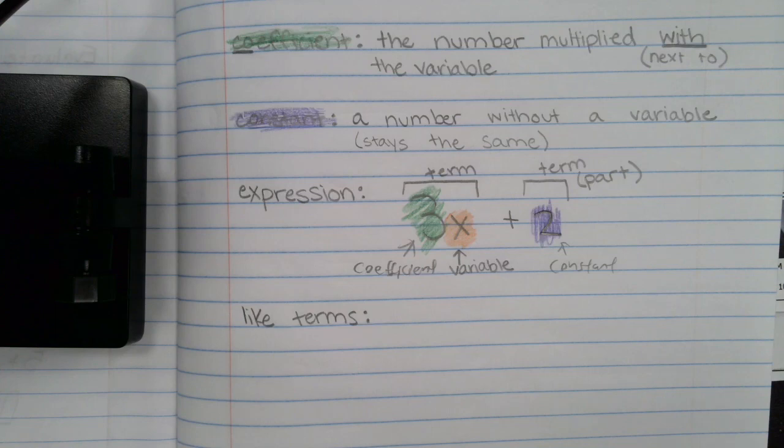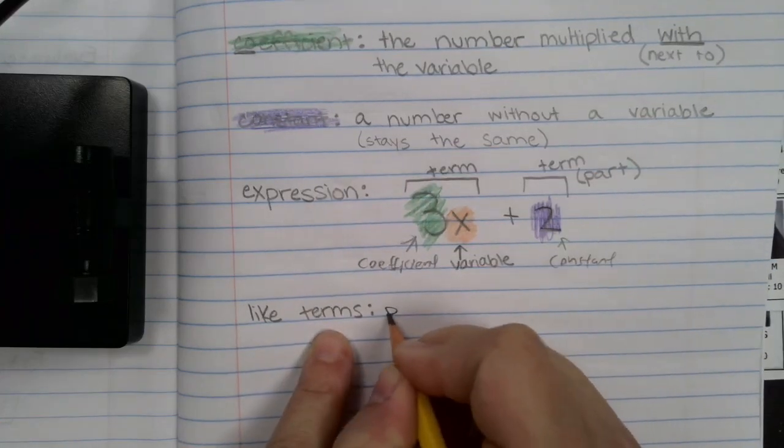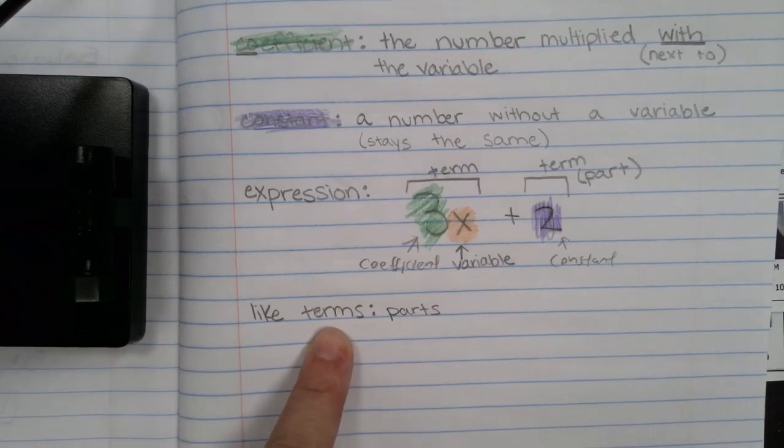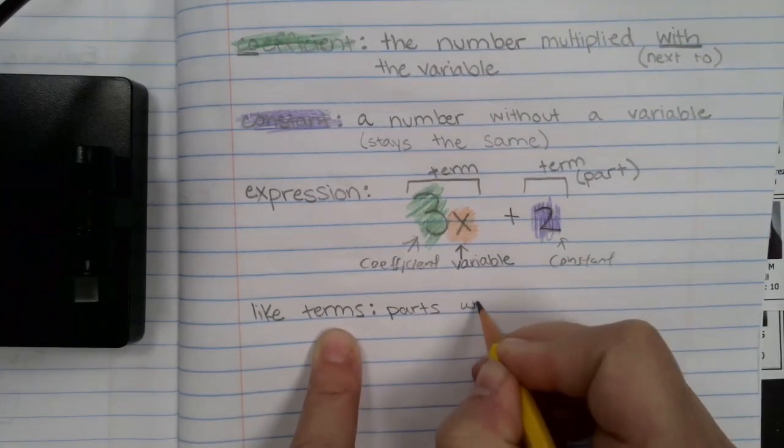Okay, but we have a lot of things that are similar, that are alike, but we're not exactly the same. So like terms is an idea kind of like that. It's parts with the exact same variables.